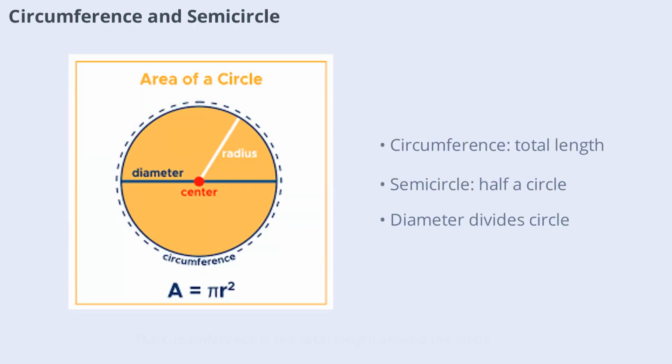The circumference is the total length around the circle, essentially the perimeter of the circle. If you cut the circle along its diameter, you get 2 equal parts, each called a semicircle. The concept of circumference is crucial in measuring round objects, and semicircles often appear in practical problems and designs.